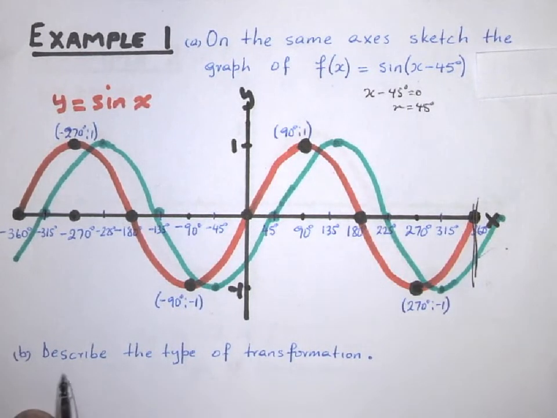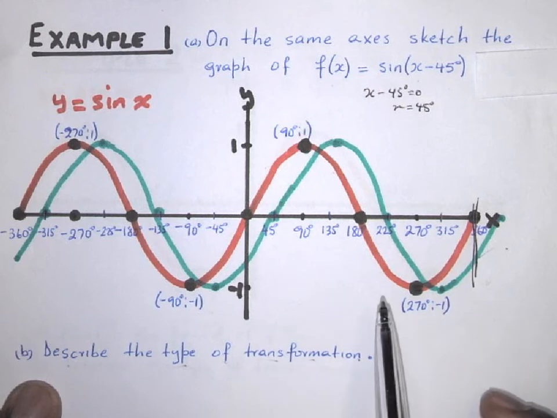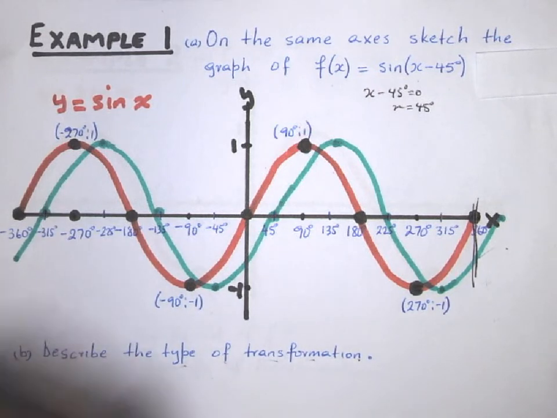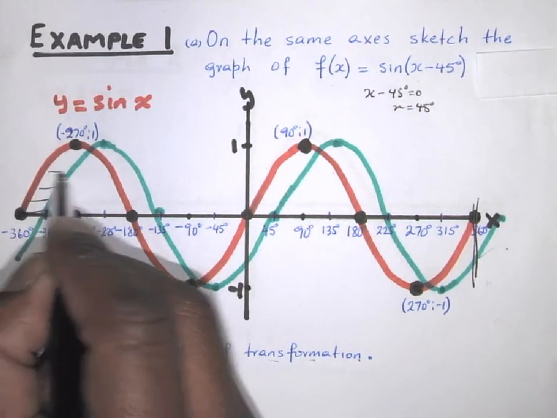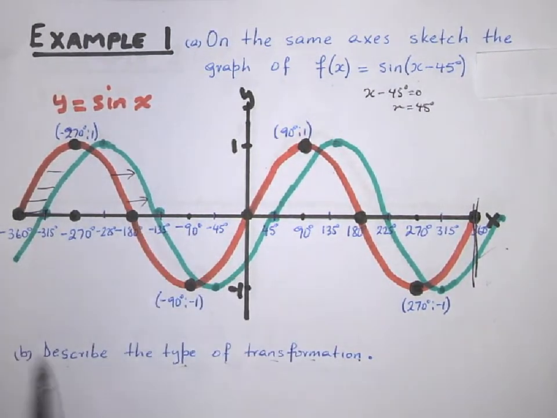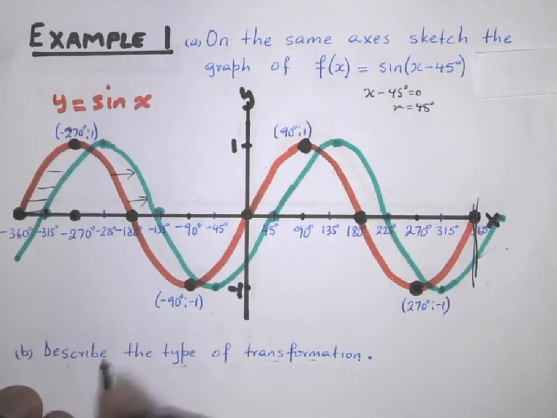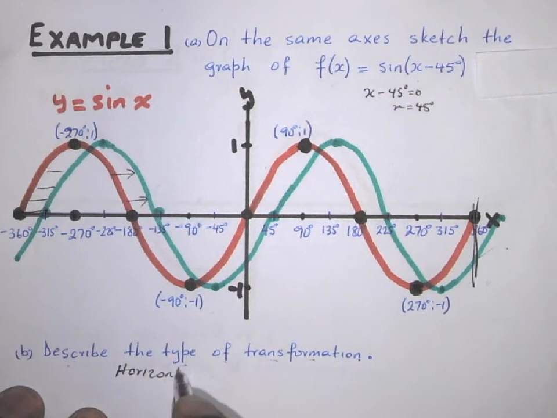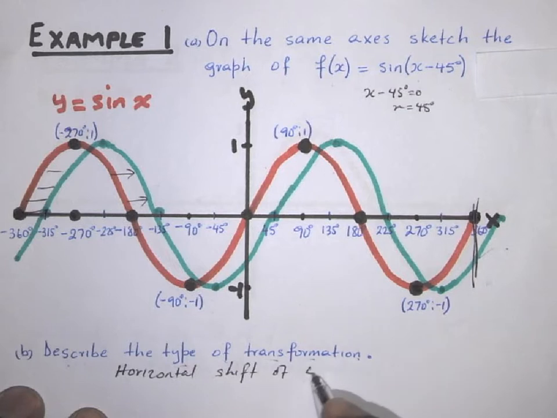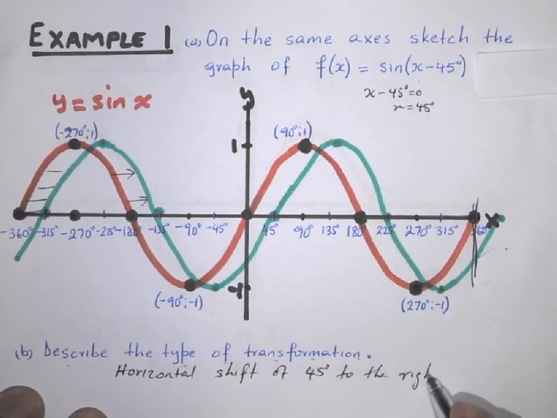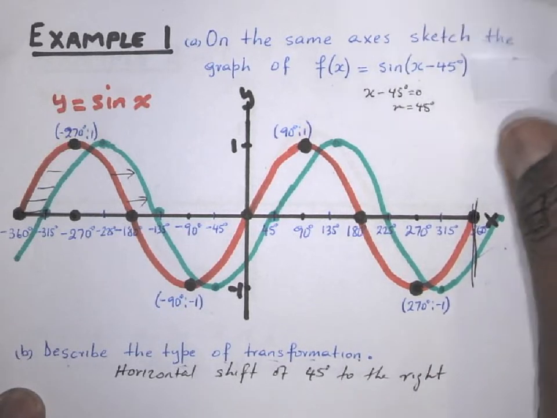Now here's a question. It says, describe the type of transformation that happened to the graph. You can see that the red graph is as if it's been shifted to the right. So this point is shifted to the right. All points are shifting to the right. Therefore we say that the transformation is a horizontal shift of 45 degrees to the right. Let's look at another example.